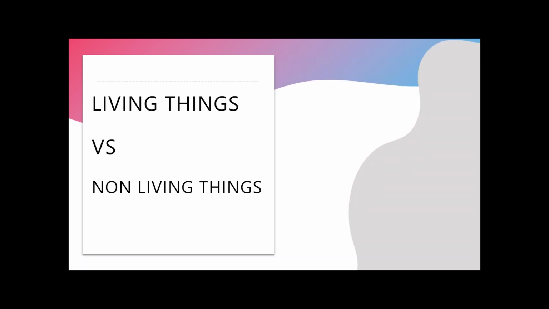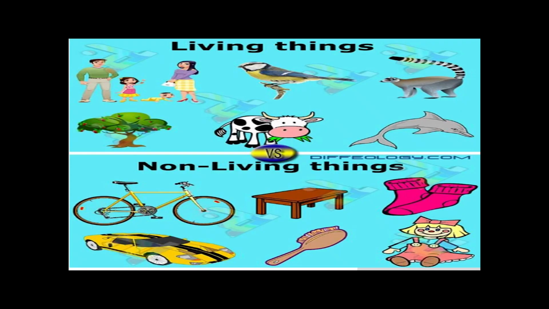Can you read? Living things, non-living things. Have you ever thought about it? Living things, non-living things. What are the characteristics of living things and non-living things? So these are living things. These are non-living things. So what would be the characteristics? What makes something living, something not living? Sorry for asking you questions. So difficult, isn't it?